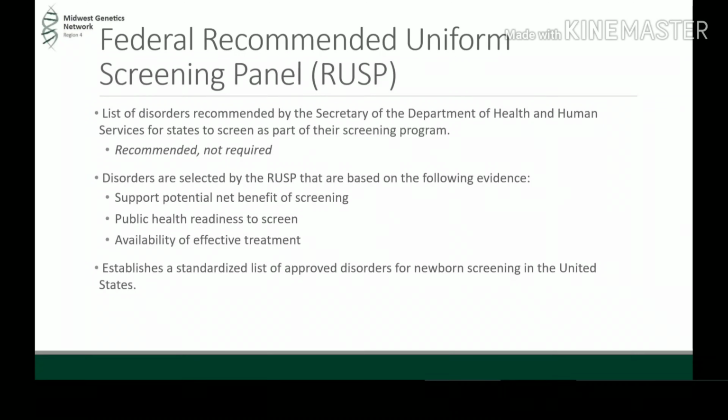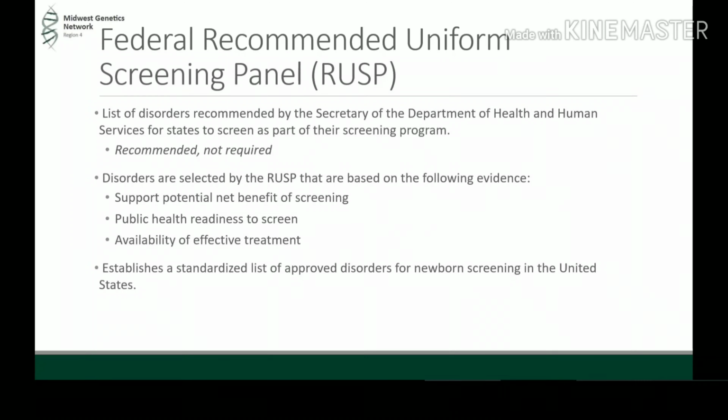So I really want to point out here that the R in the RUSP stands for recommended and not required, which means that even though this goes through this federal process, and the disorder is recommended to be added, each state program still does independently choose whether they will screen for the disorder or not. Typically, disorders are added to the RUSP after thoughtful consideration of a host of criteria, largely based on the previously mentioned Wilson and Jungner criteria. Next slide.